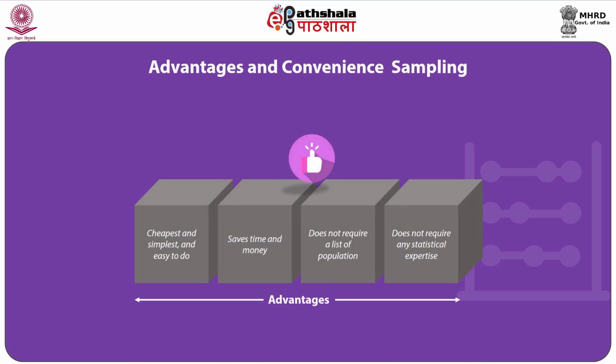For example, studies on political participation, voting behavior, dowry, quality of services in the government healthcare system, domestic violence, etc., are some examples of studies where convenience sampling would be useful. Advantages of convenience sampling: it is the cheapest, simplest and easy to do, and saves time and money. One can collect useful data and information that might not be possible to collect based on probability sampling techniques. It does not require a list of the population, and it does not require any statistical experience either.